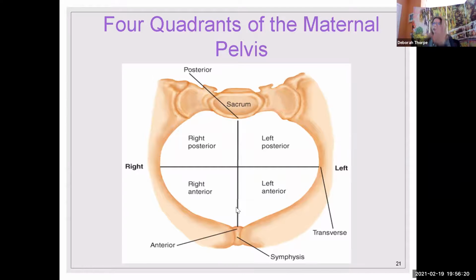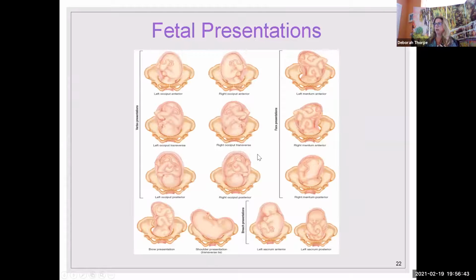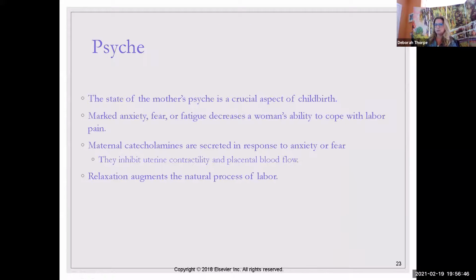So this is just having to do with trying to figure out, and honestly, it is hard because sometimes a baby has a lot of caput, but just figuring out, okay, is this baby LOA or is it LOP? Is the occiput posterior or is it anterior? That's just what this means, okay? And here are some different presentations.